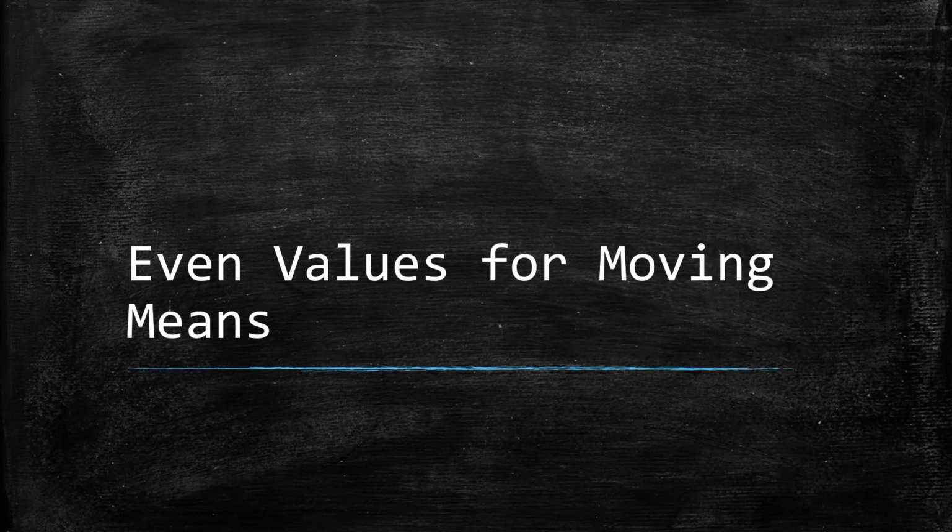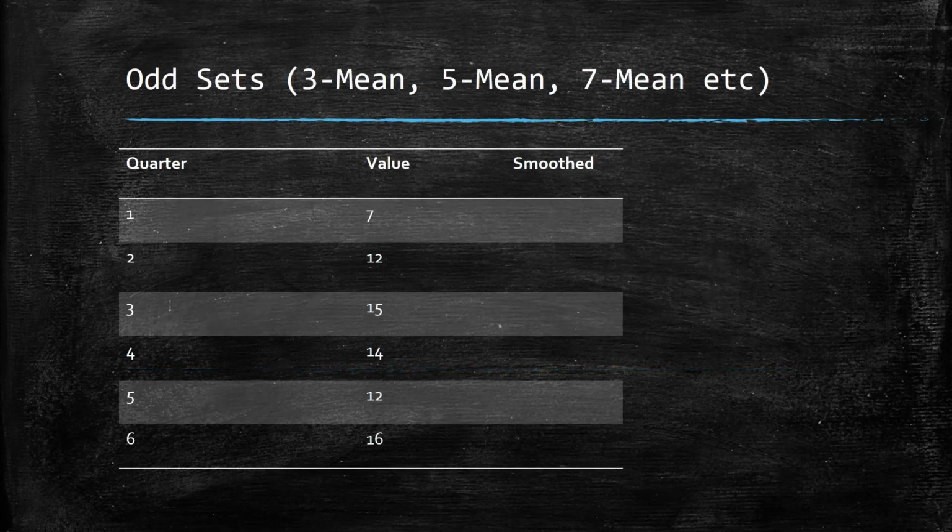So one of the most annoying things that you might have to do in further math is smoothing data sets using means, and even values for moving means in particular can be very annoying. So I'm just going to first refresh on how we move means for odd data sets and then even data sets. So what you'll tend to see is things like this, here's a time series data set.